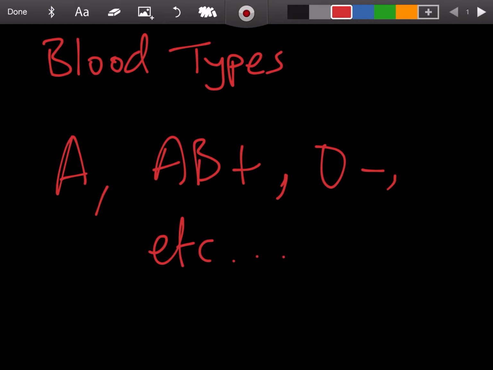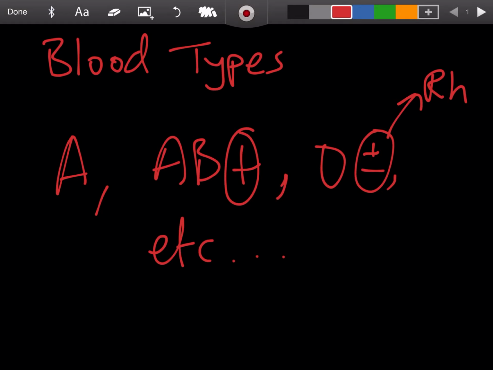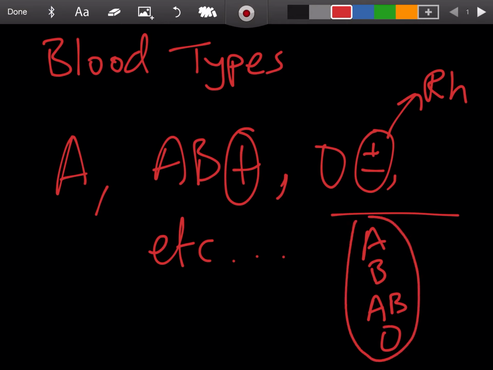So I'm going to ignore the plus and minus piece of it. This is the Rh system. It's a little bit more advanced. So let's just pretend that the blood types in the world are only the following: A, B, AB, and O. Okay? That will be enough to highlight the concept here. All right? So what does it mean to have an A or an AB blood type?